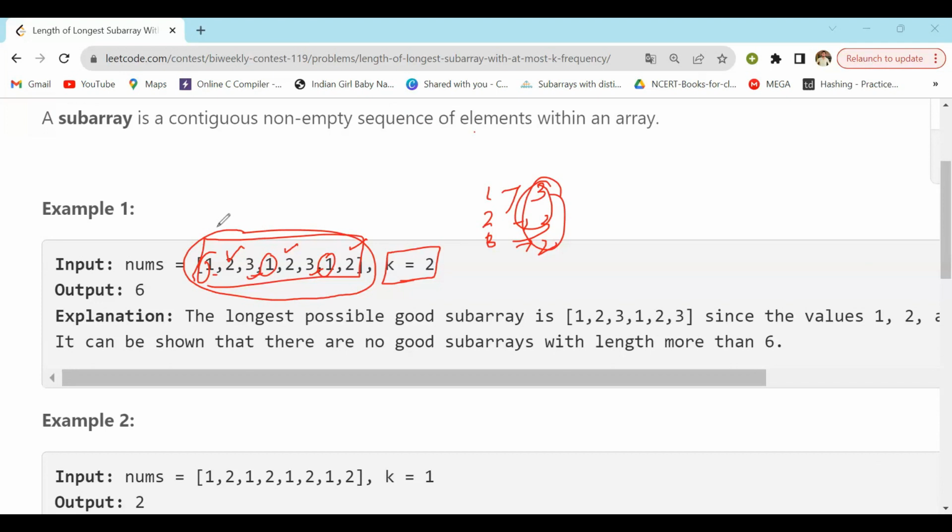We want to find a subarray of this entire array such that it is good. And by brute force we can do that, right?